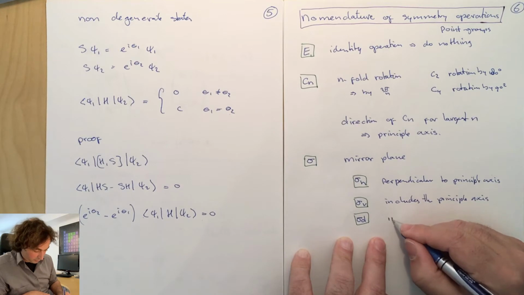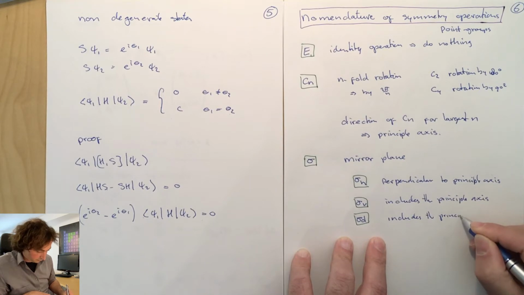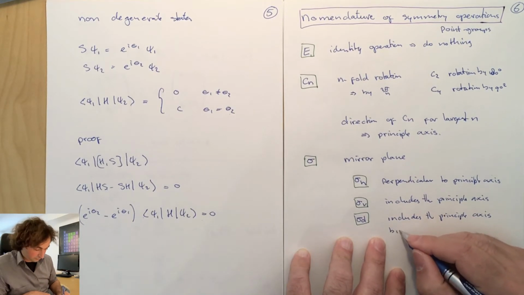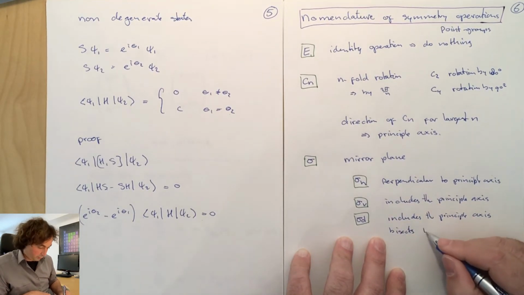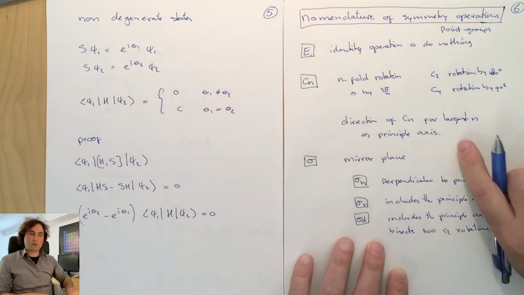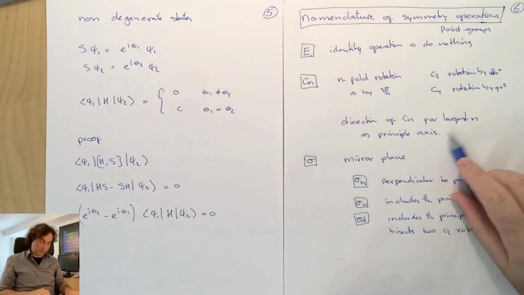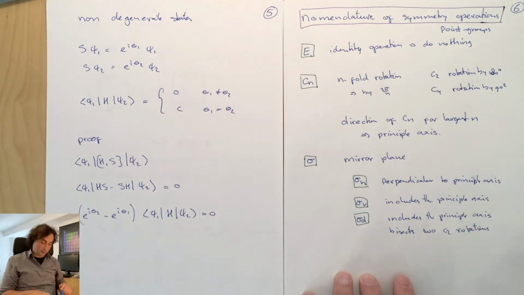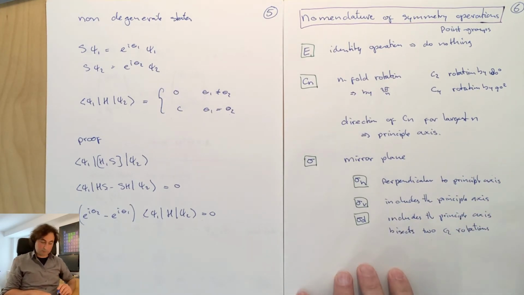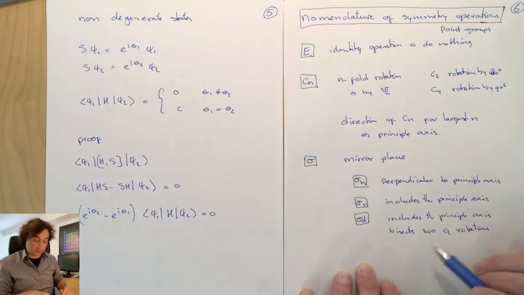And sigma D includes the principal axis and bisects two C2 rotations. So if I have two rotations at some angle of C2 and I have a mirror plane in between, then that is a sigma D. If you don't have these C2 axes, it's a sigma V. So in principle, I should add here, includes the principal axis and is not a sigma D for the division of sigma V.